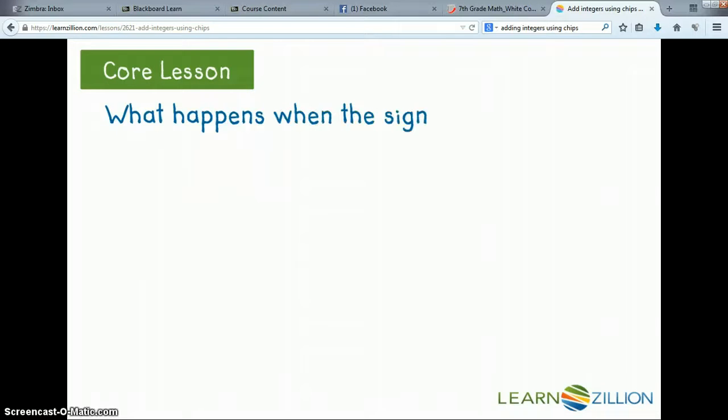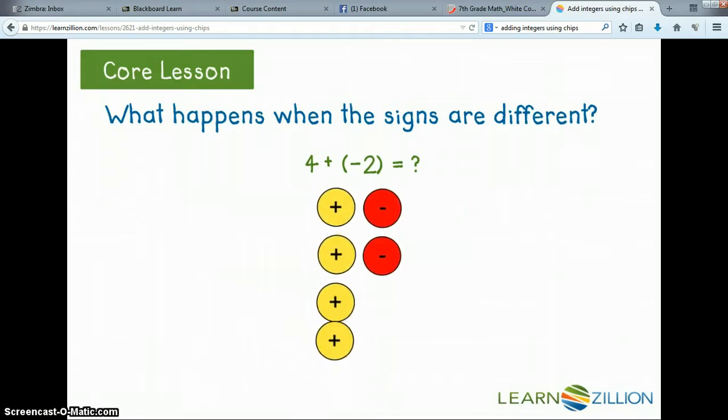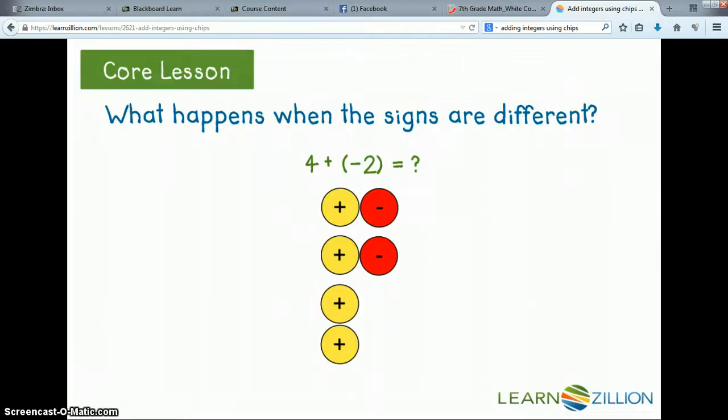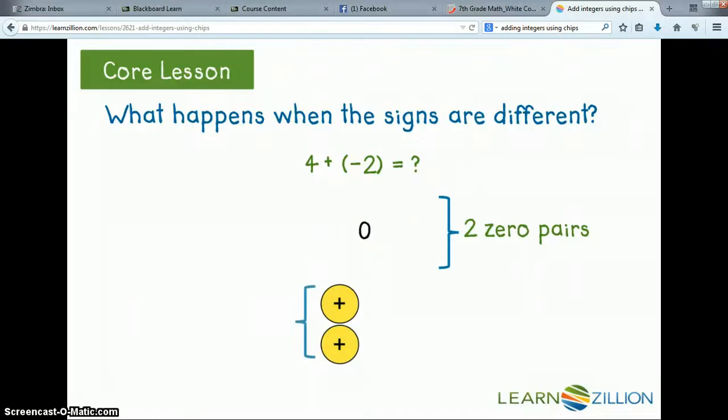What happens when the signs are different? Like 4 plus negative 2. We have 4 positive chips and 2 negative chips. When we combine them, we see that we have 2 zero pairs and a remaining value of positive 2. So 4 plus negative 2 equals 2.